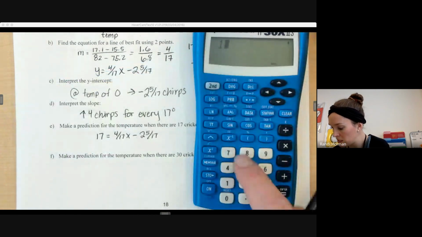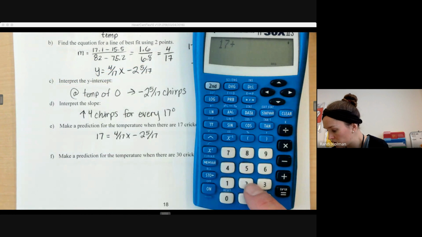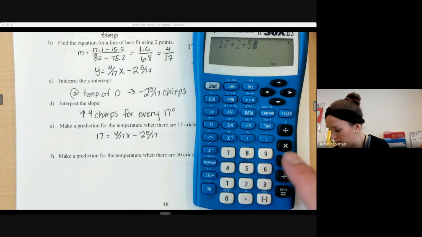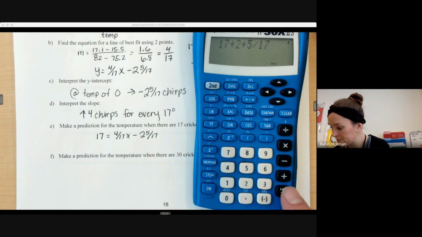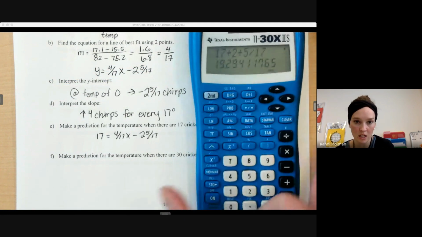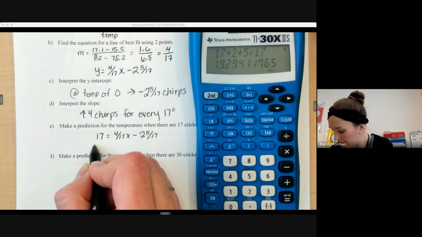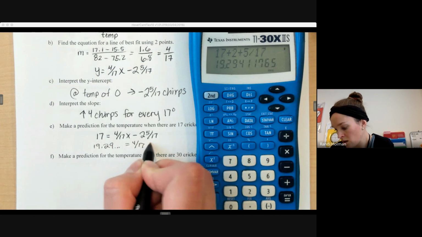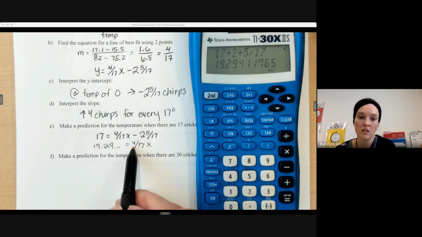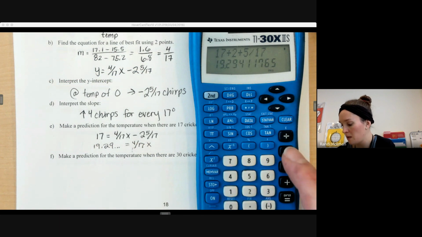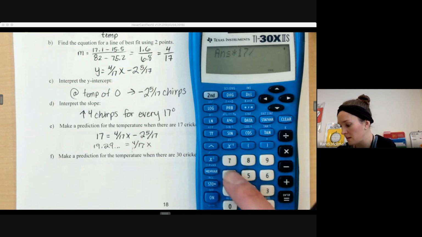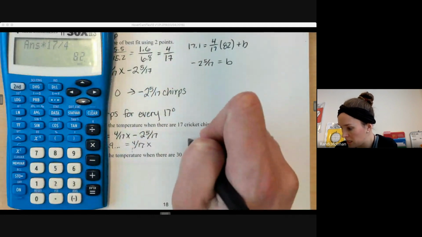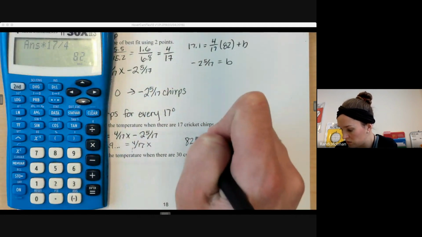So I'm going to take 17 plus 2 5/17. And I get this number. I'm just going to leave that in my calculator because that is 19.29 blah, blah, blah. And then I want to get rid of this 4/17. So you can divide by 4/17, or you can multiply by 17/4. That's the reciprocal. Oh, and that worked out really nicely. So we get 82 degrees.